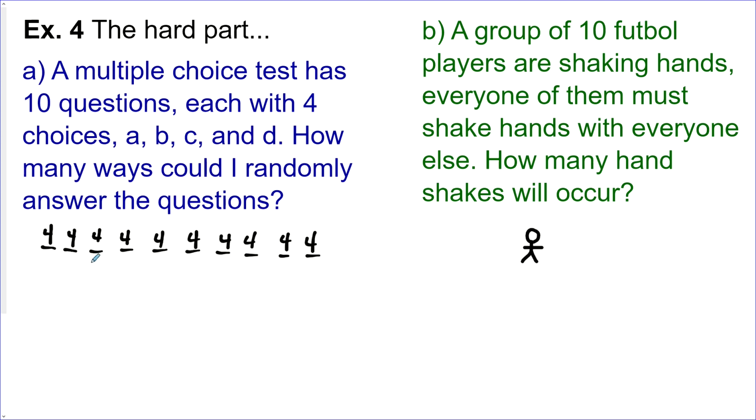And we're going to multiply each one of these because that's the fundamental counting. We're choosing one way to do this and then one way to do this. So they're independent, and we can use the fundamental counting principle here. So this is really 4 to the power of 10, or 1,048,576.